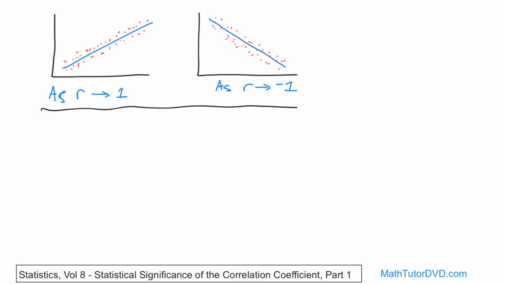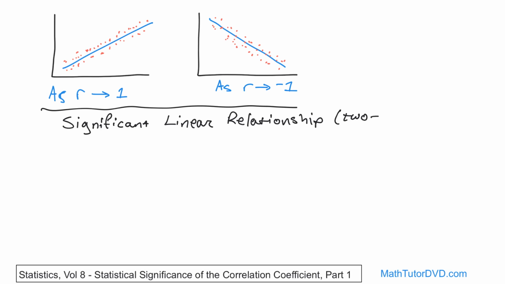So what we call it is a significant linear relationship. Right? And you'll understand why in just a second. This is going to be a two-tail hypothesis test.